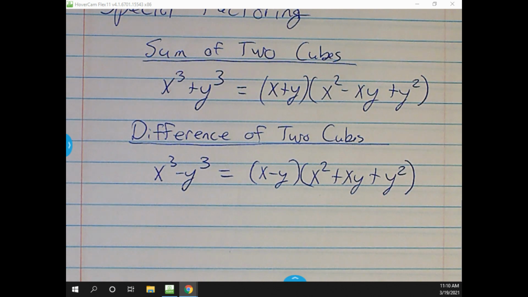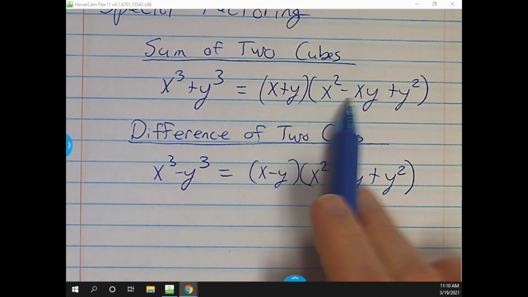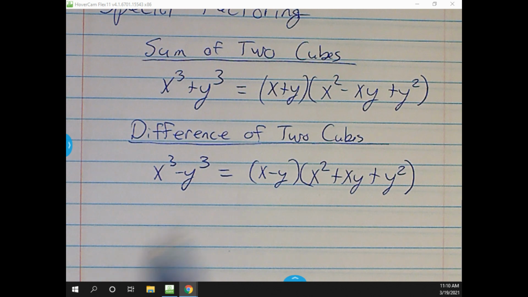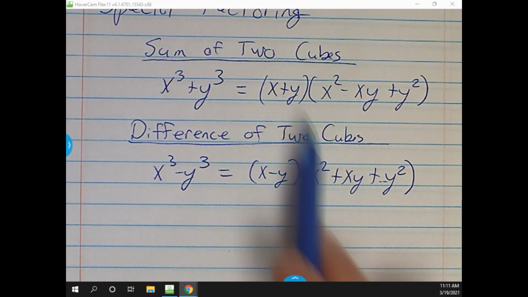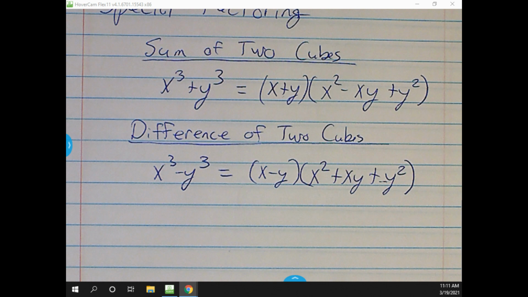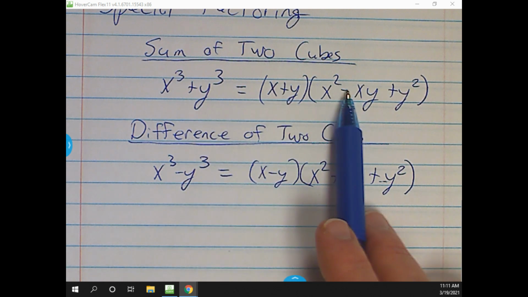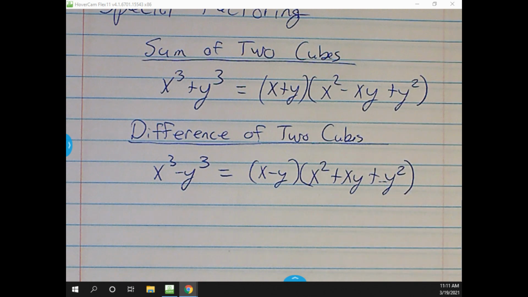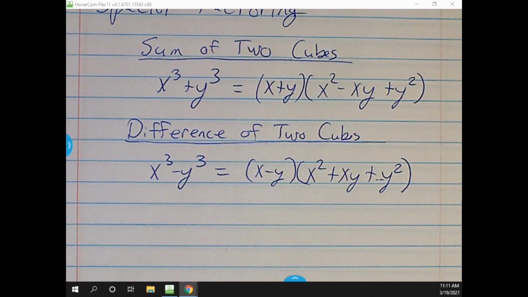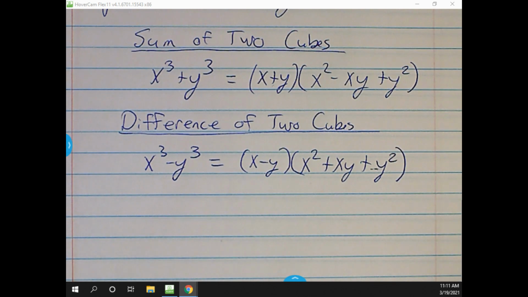Okay, so sum of two cubes, it goes plus, minus, plus. Difference of two cubes, it's minus, plus, plus. Basically you just rearrange the first two terms depending on whether it's plus or minus. This sign always goes first, and then you alternate the next sign, and then from there the last term is always positive.